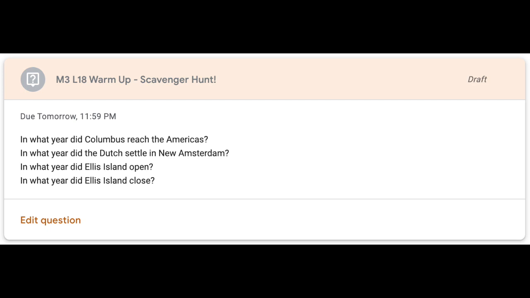So your first do now for today's lesson is called Scavenger Hunt, and you need to answer these 4 questions using the table of dates in Coming to America. The first question says, in what year did Columbus reach the Americas? In what year did the Dutch settle in New Amsterdam? In what year did Ellis Island open? And in what year did Ellis Island close?